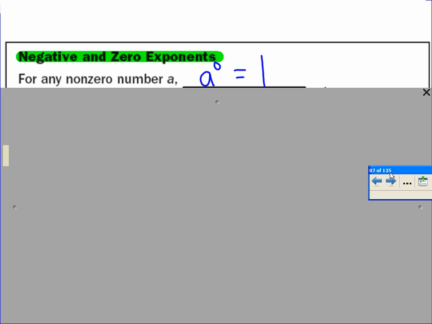To the 0, yep, it's 1. Well, you're not multiplying it by 0. Okay, we're going to do examples.